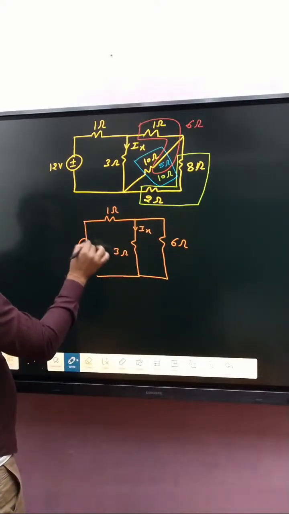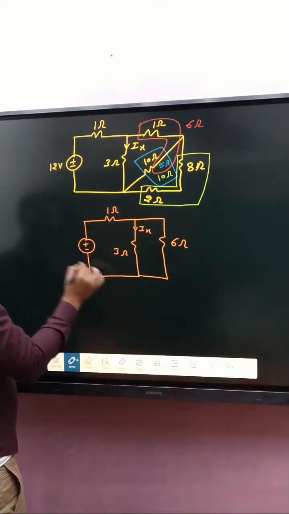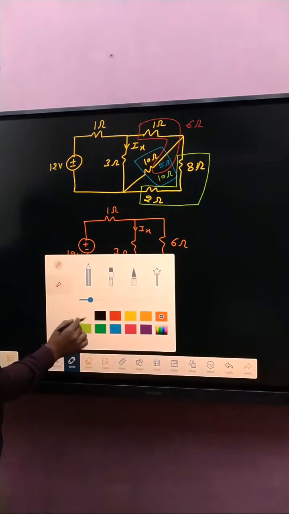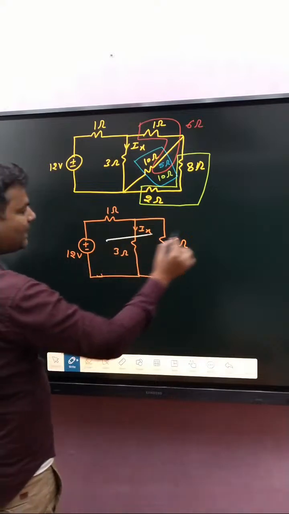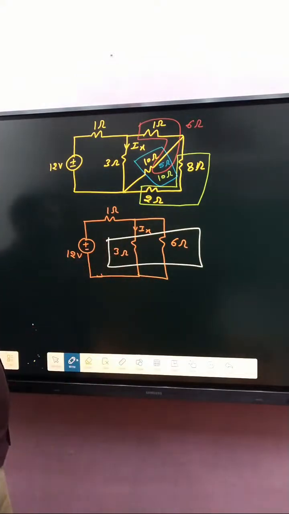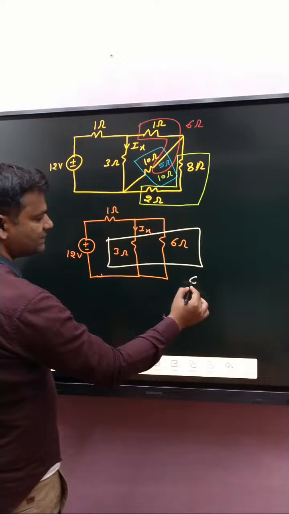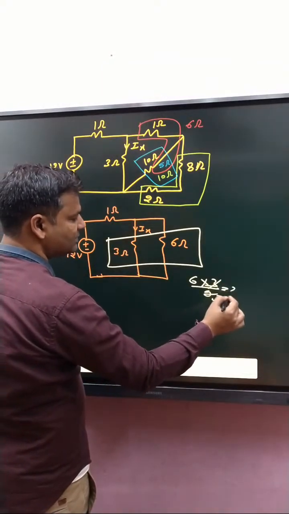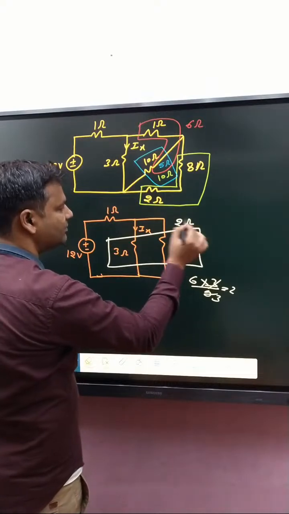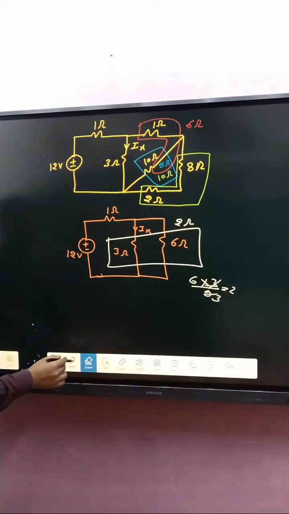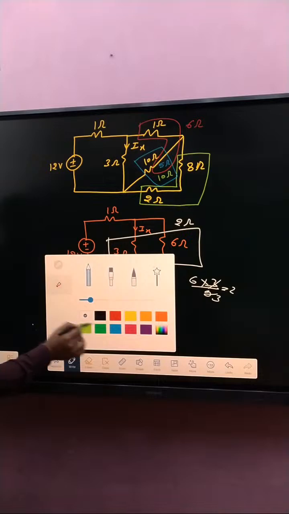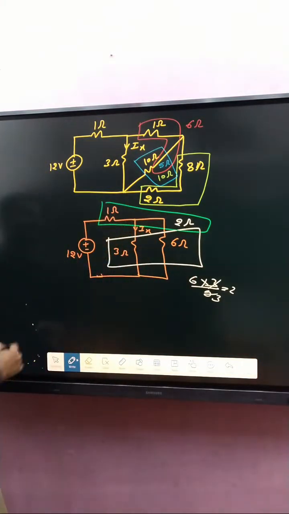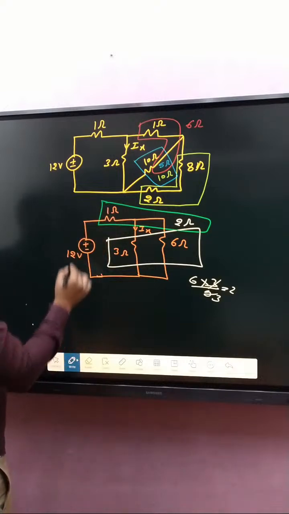And that one is 12 volt. Very clear. Now these two resistances are in parallel, so the combination of these two is 6 into 3 divided by 9. So 3 3s are 9, that is how much? 2 ohm. That is 2 ohm. Okay. And 2 ohm and 1 ohm in series.